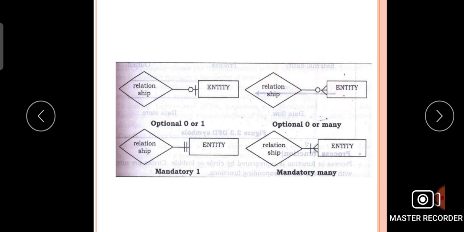Here is mandatory. Whenever we use modality as mandatory, it means compulsory. At that time we have to use this type of parallel lining for the entity and relationship, and for mandatory many, we have to use this type of symbol. So this is our modality concept for a software system.